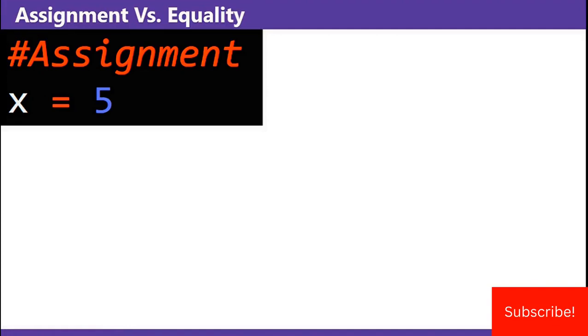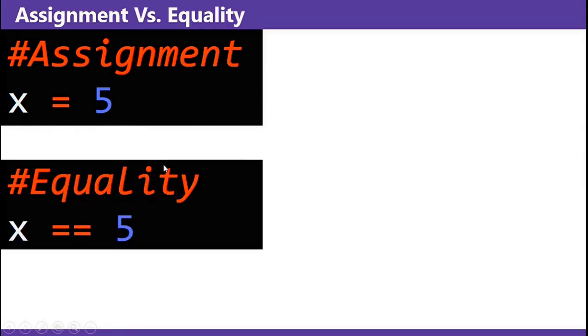In algebra, x = 5 means that x is equal to 5. That is not the case in programming, though. x single equals sign 5 means assign the value 5 to the variable x. If you want the normal understanding of equality, you have to add another equals sign. So x double equals sign 5 communicates that the variable x is equal to 5.